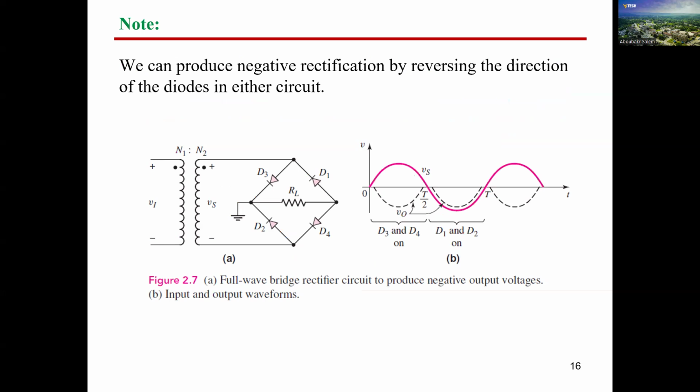Here, this note is nice because sometimes people say that in the center tap transformer we can have a dual polarity power supply, positive and negative. You can also obtain the same from the full bridge rectifier. How? Just by reversing. We can produce negative rectification by reversing the direction of the diodes in either circuit. So you can get positive or negative, because this depends on the reference you select. Okay, guys.